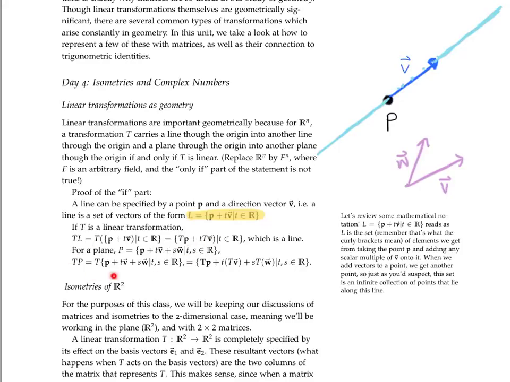The same exact thing happens here, where T acting on the plane is T acting on how we describe the plane in terms of points and vectors, which ends up being T acting on p. That's just another point, a transformed point now, plus a scalar multiple of T acting on v, which is a transformed vector, plus a scalar multiple of T acting on w, which is another transformed vector. And so this is just another description of a plane. So we have a plane that's transformed into a plane, a line that's transformed into a line, and so this is one direction of that proof.